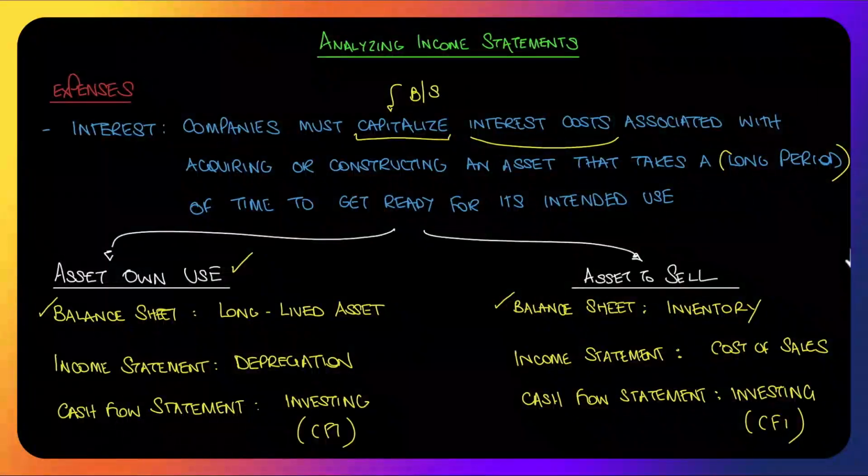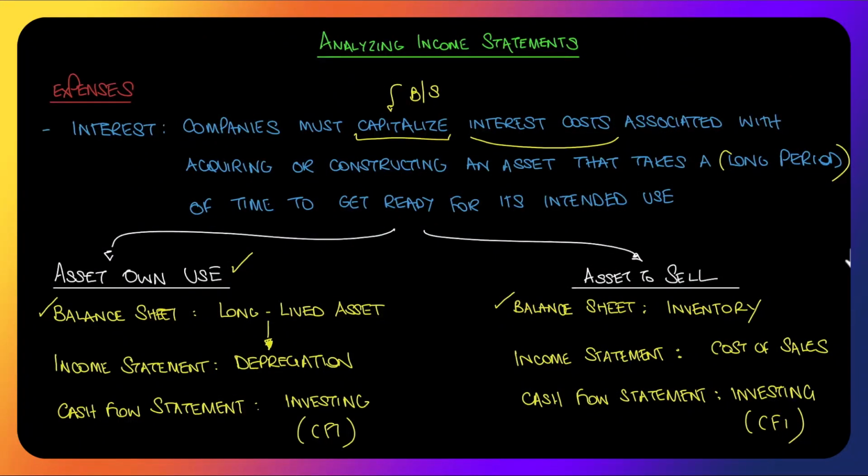Now, does that mean the interest cost never hits the income statement? No. It will get there, but it will go through the income statement as depreciation. You will never see it in the income statement as interest as an analyst. Where will it be in the cash flow statement? Again, it is there, but because you are capitalizing, it's an investing flow, it's CFI. If it was an asset to sell, it will get through the income statement when the inventory does, i.e. as cost of sales when it's sold. When you are building the inventory, putting it on the balance sheet, capitalizing, it's an investing flow. That's the issue.